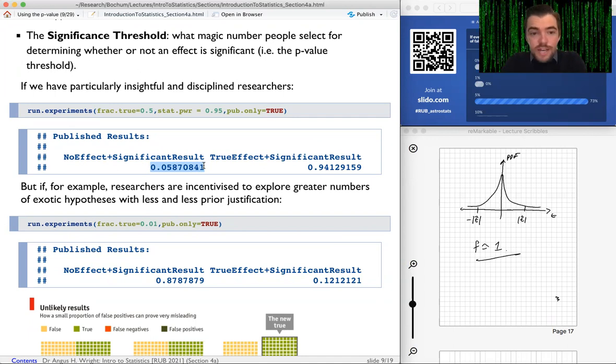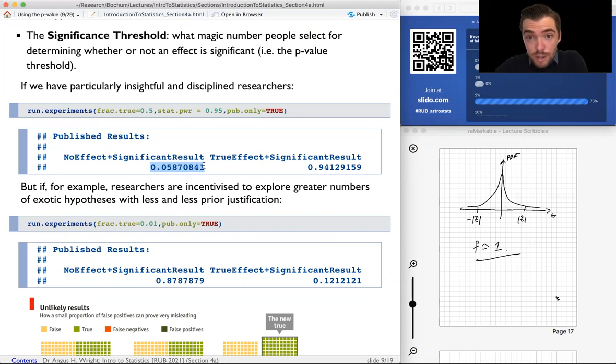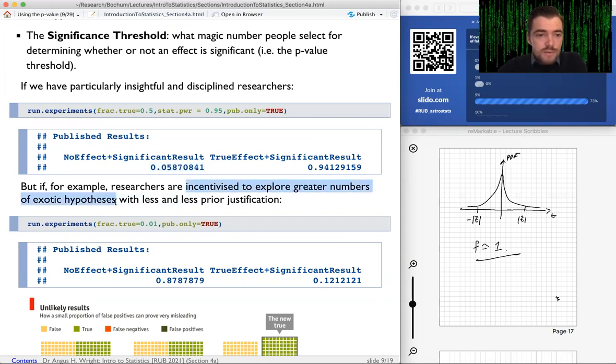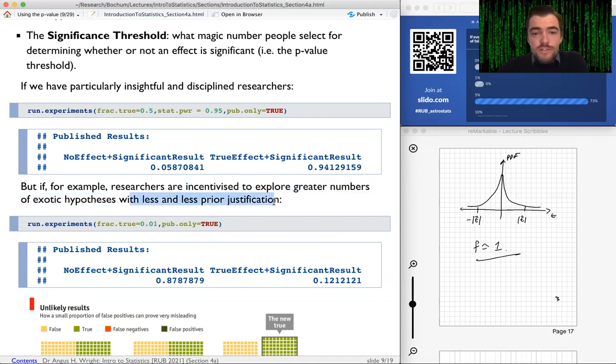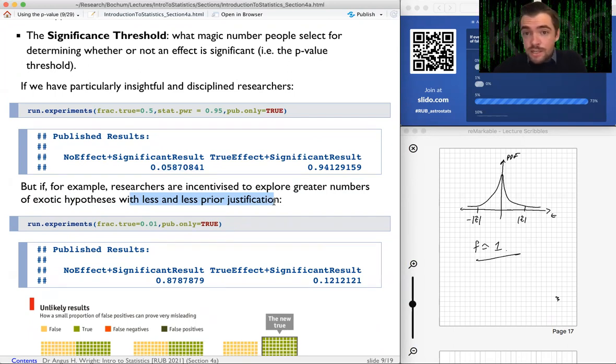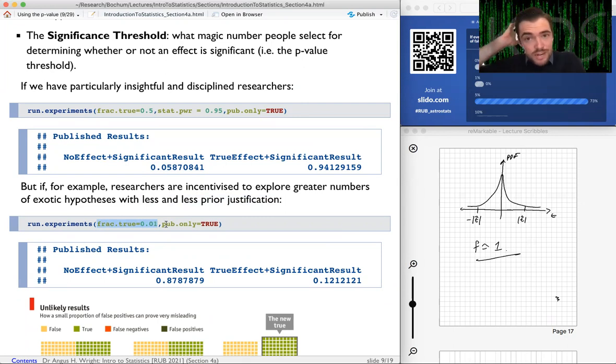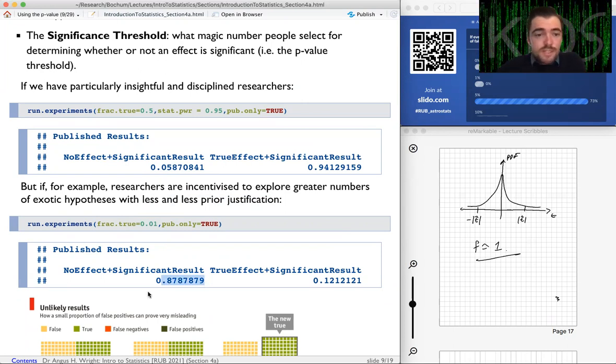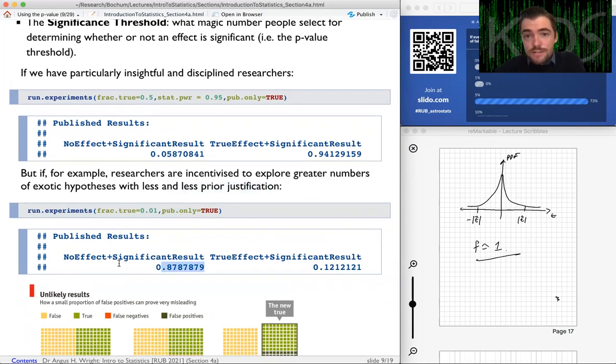But if, for example, researchers are incentivized to publish, which they are, and they're incentivized to explore large numbers of exotic hypotheses, which they are, and those hypotheses need to have less and less justification in terms of what we actually think might be realistic. These are things like exotic models. Then the fraction of true hypotheses might be very, very low, as low as 1%. And if that's the case, then this value can be as high as 90% false positives, right? And so this is a very significant effect, okay?